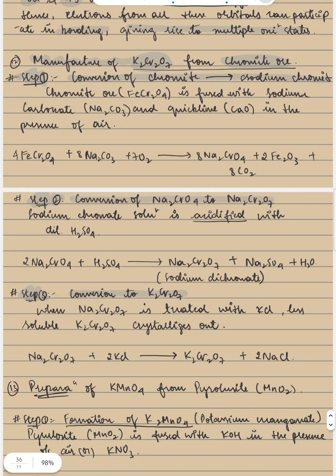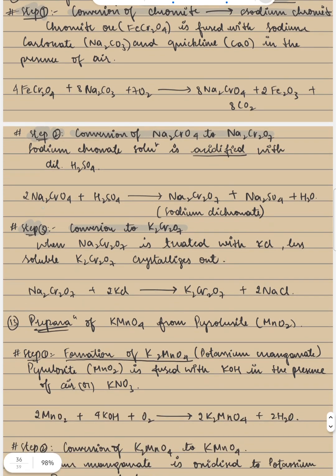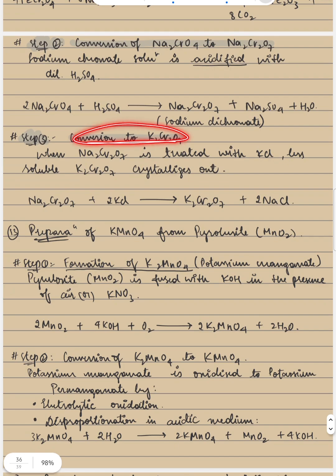You'll get sodium chromate. This sodium chromate solution is acidified with dilute sulfuric acid to give sodium dichromate. Now conversion to K2Cr2O7: when Na2Cr2O7 is treated with KCl, less soluble K2Cr2O7 crystallizes out.